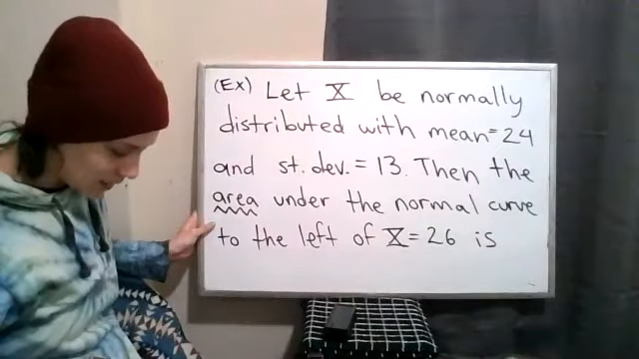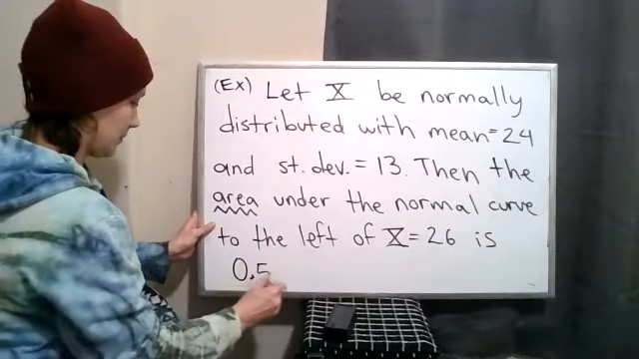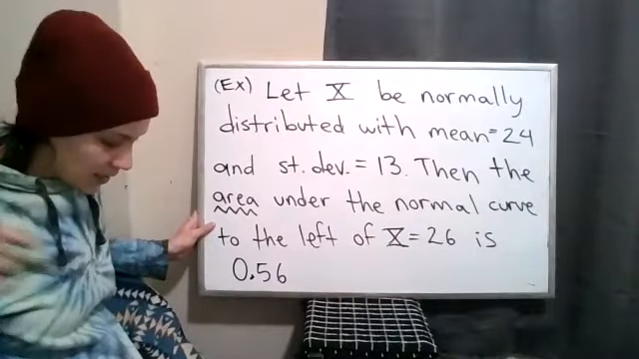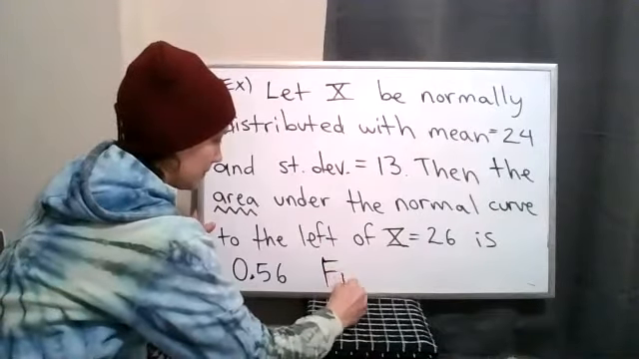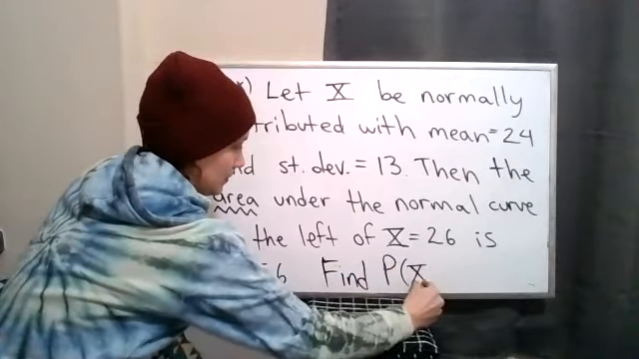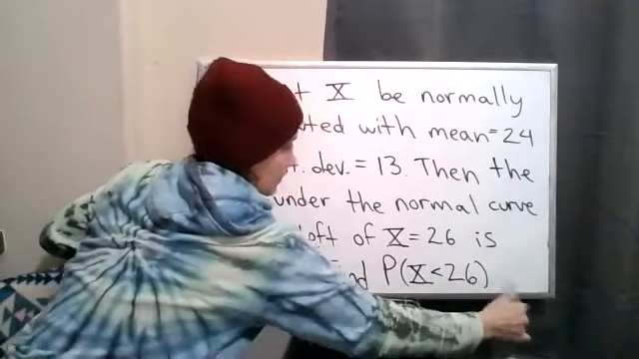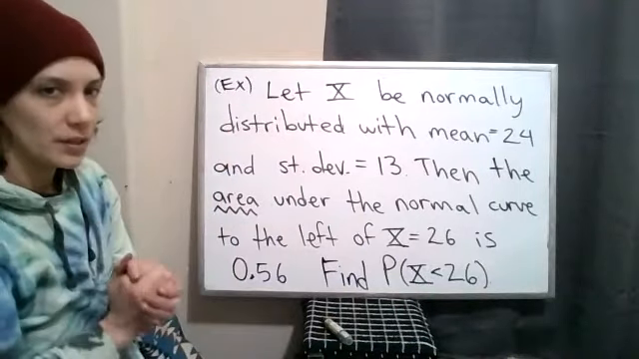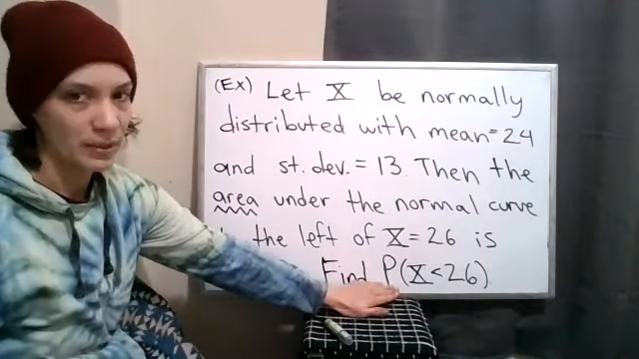It is 0.56. And then you're asked to find the probability that x is less than 26. So what we're going to do is draw a picture and then match the area under the curve with the probability we're looking for.